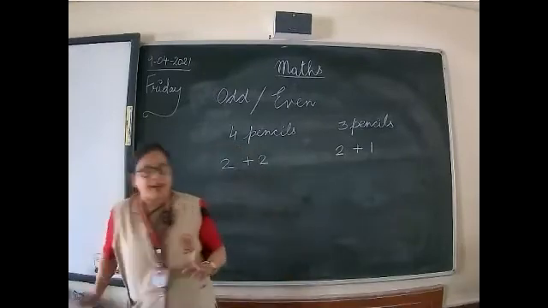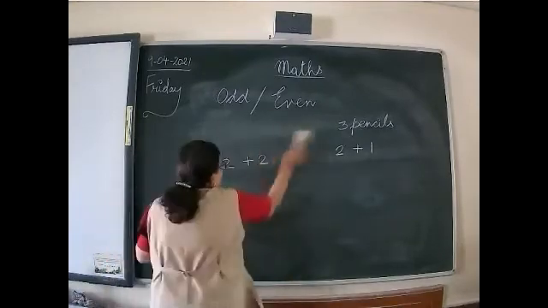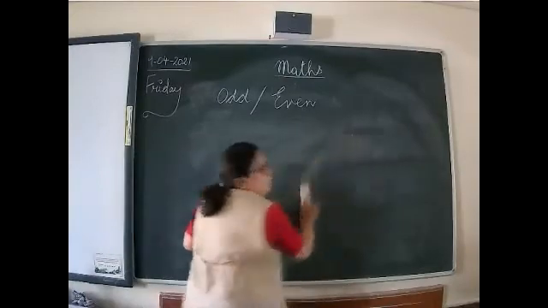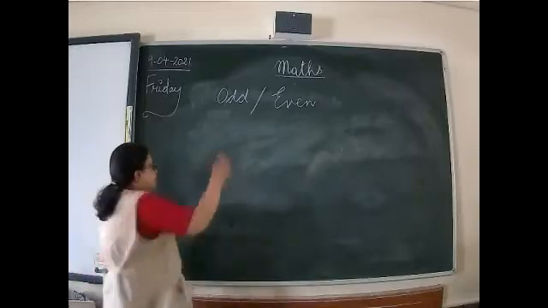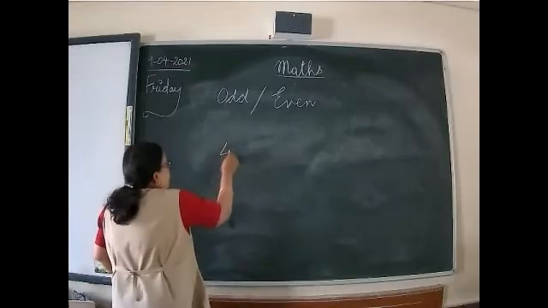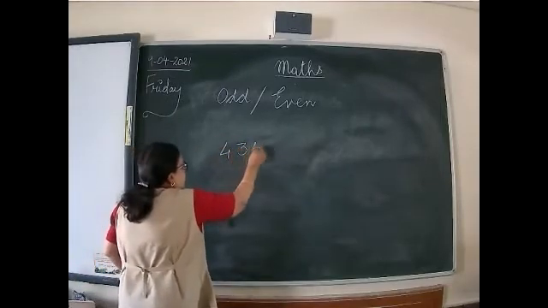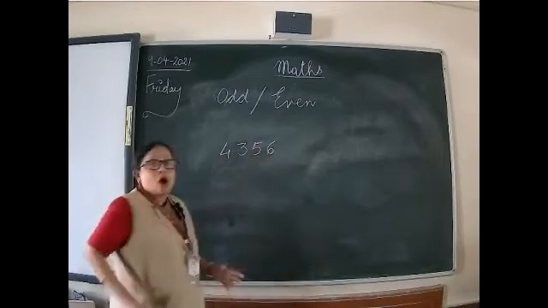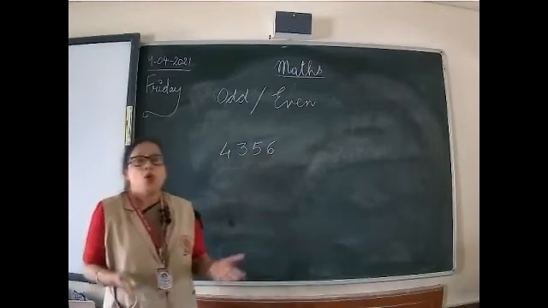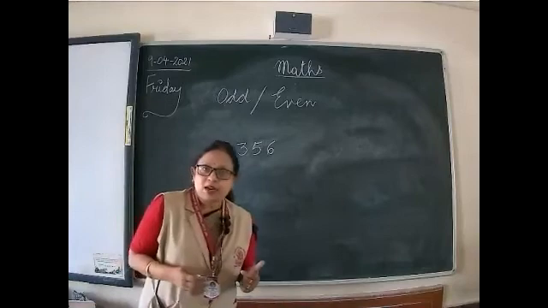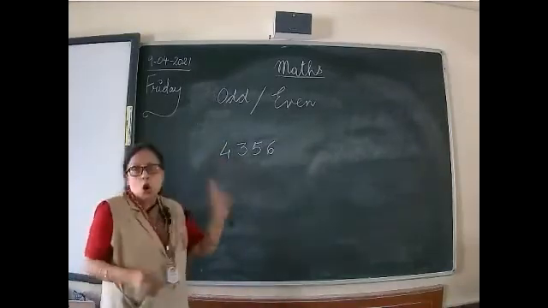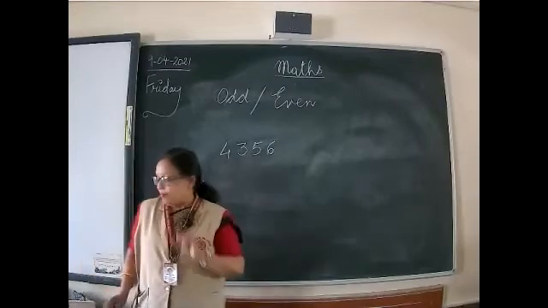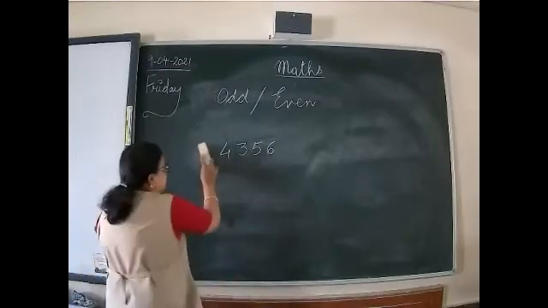So there is another trick to find out odd and even. Suppose you have a very big number like this, 4,356. Now, how many pairs can you make? It will take a very long time. Is it clear or not? So there is a trick to find out whether this number is odd or even. That I will tell you. Okay.